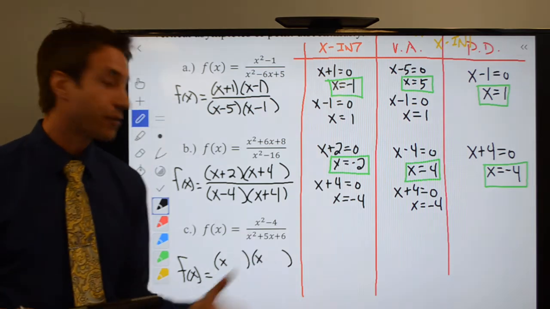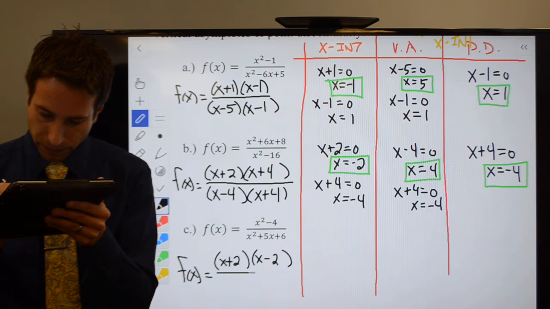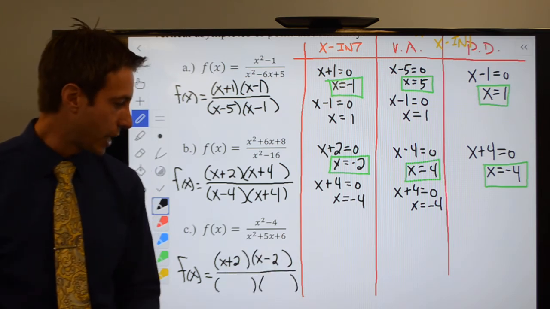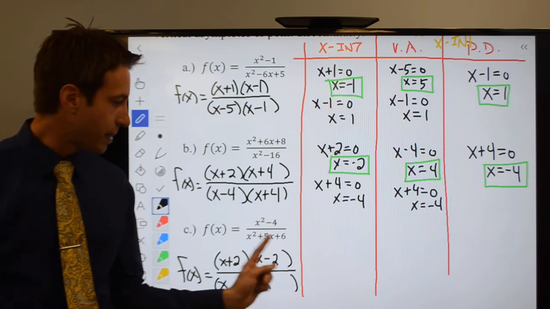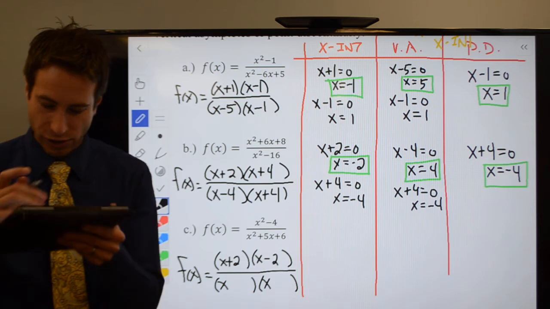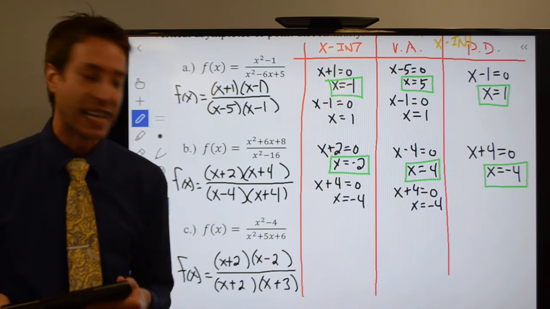Okay, it's a difference of squares, so x plus 2, x minus 2. In the bottom, with any luck, factor quickly. I'll spot you the easy bit, x and x. The slightly trickier bit, two numbers that multiply to 6, sum to 5, that's actually not that difficult. A plus 2 and a plus 3 will get it done.